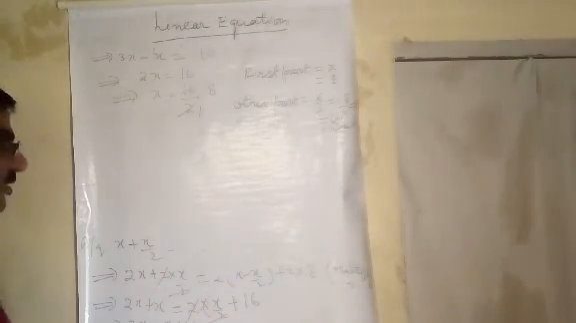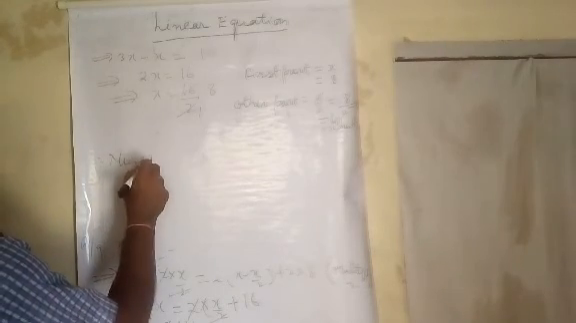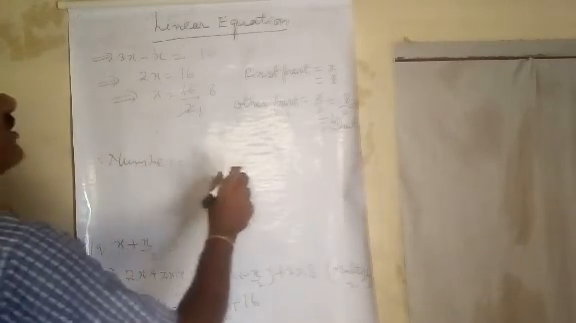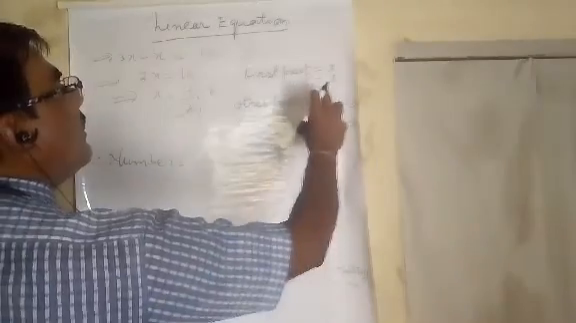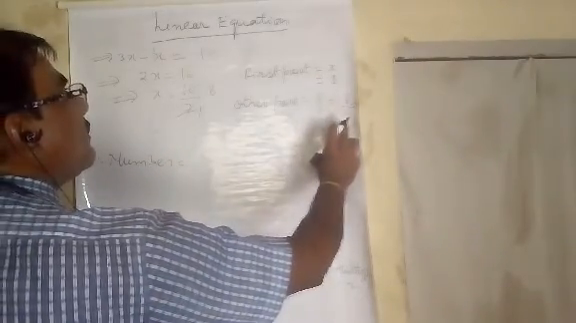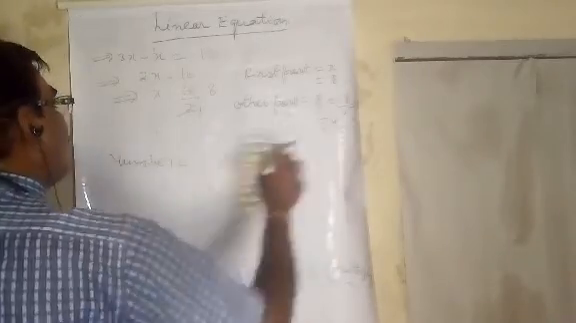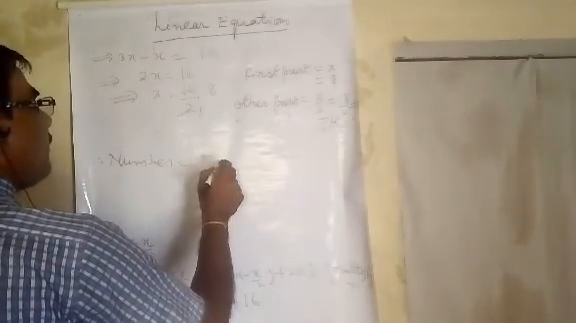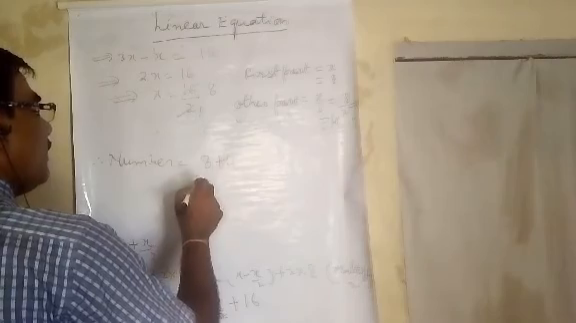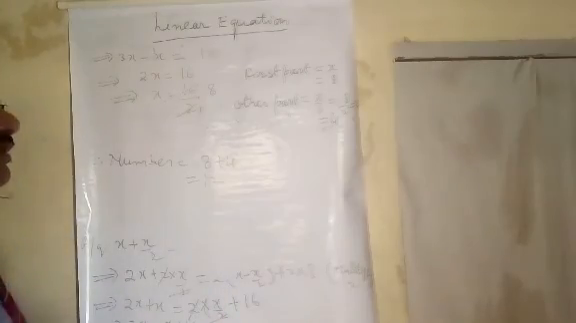Now, because you have to find out what the number is, the first number is 8 and the other number is 4, therefore the number equals 8 plus 4 equals 12. Therefore the required number is 12.